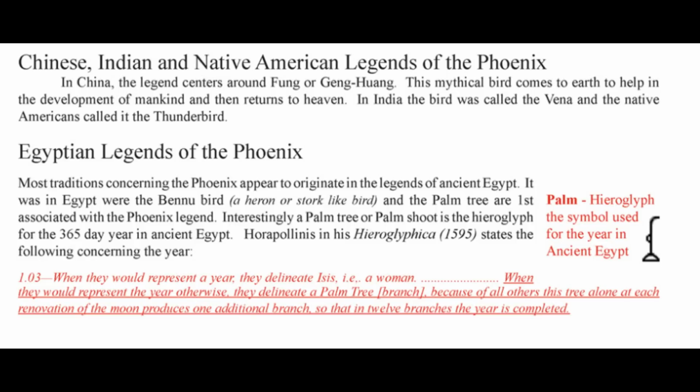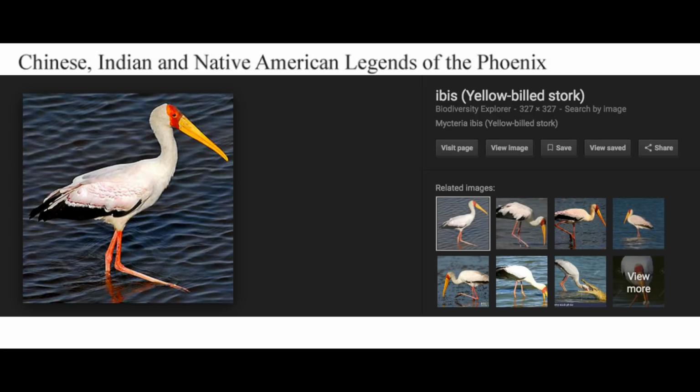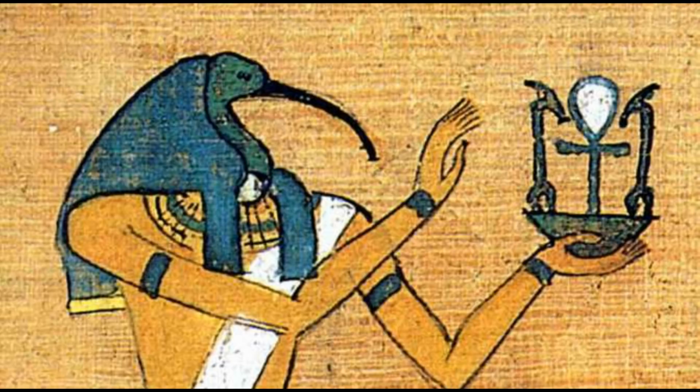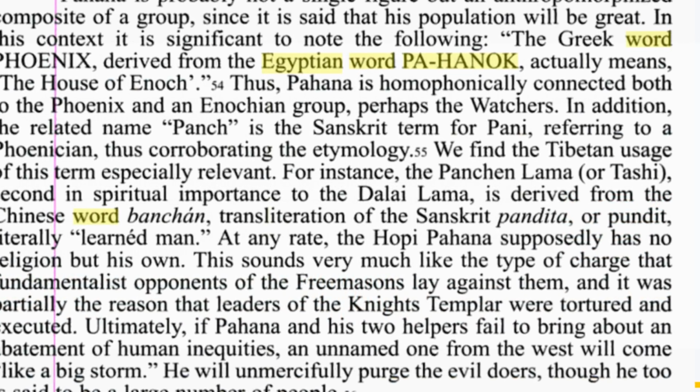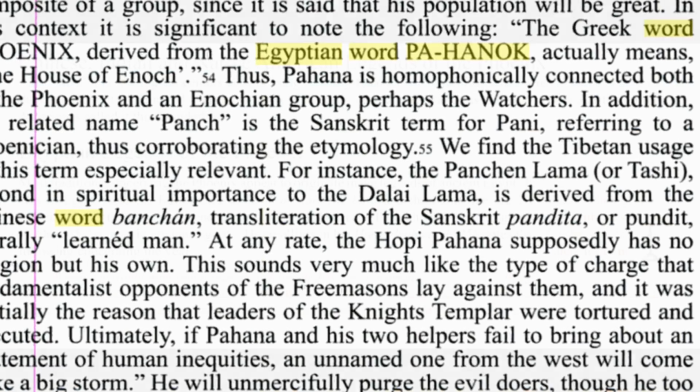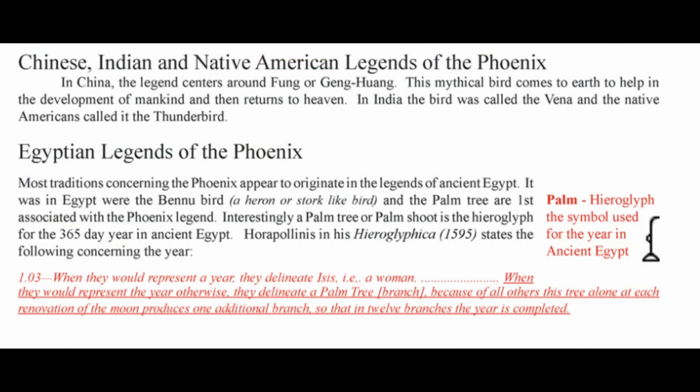So let's continue. It says Egyptian legends of the phoenix. Most traditions concerning the phoenix appear to originate in the legends of ancient Egypt. It was in Egypt where the Bennu bird, a heron or stork-like bird, again earlier we saw that the Ibis is the scientific name for a type of stork, right? So what is the difference? Ibis again was Thoth, right? And we're relating the phoenix to Enoch, or the house of Enoch, what it meant in the Egyptian. Phoenix, the Phoenician word, where they got it from, and that is Enoch, right? And slash Thoth. So again, let's continue.